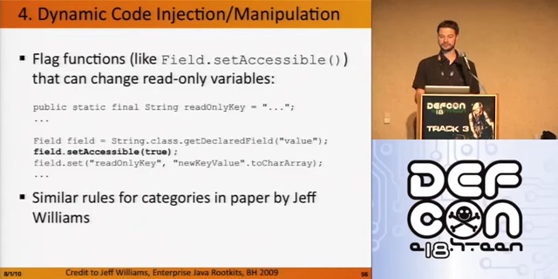We flag functions that change the read-only flag. For instance, the set accessible on a field class, we're going to flag that because you shouldn't use that in your application. We have similar rules for all the categories that are described in Jeff Williams' paper, but we broadened our view and we thought about more examples and how people do stuff. So we have rules for all these things.